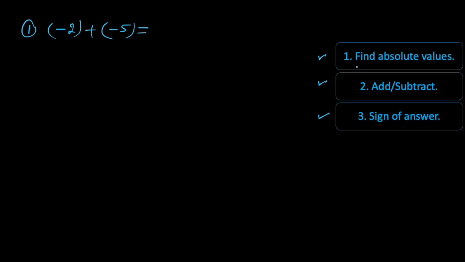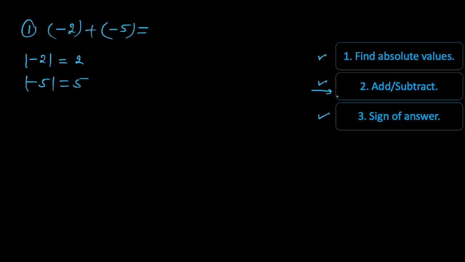So what is step one? In step one, we will find the absolute value of these integers. What is the absolute value of -2? It is +2. And what is the absolute value of -5? It is +5. Okay. Now let's go to the second step.